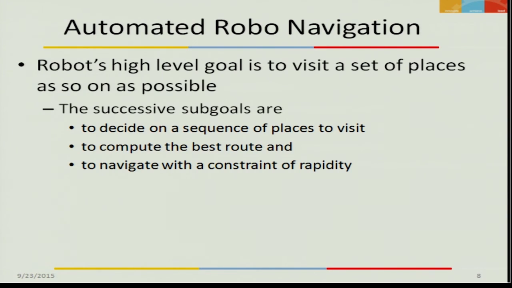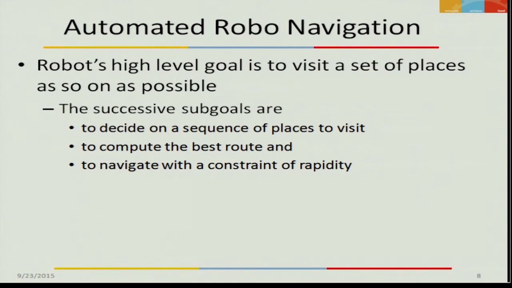So in an example of automated robot navigation, one can first define the high level goal of the robot: to visit a set of places as soon as possible. This can be divided into a set of sub goals. For example, the sub goals could be deciding on a sequence of places to visit, computing the best route, and navigating, which in itself is another sub goal, with a set of constraints in a real fast way. So these three sub goals could be domain knowledge sources.